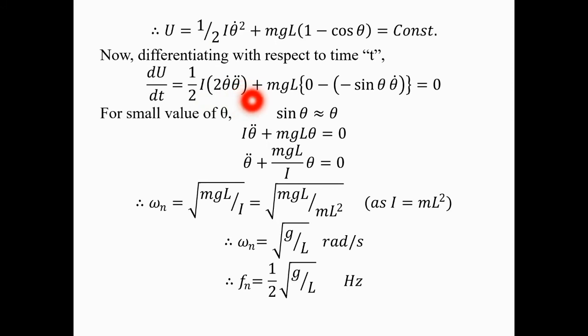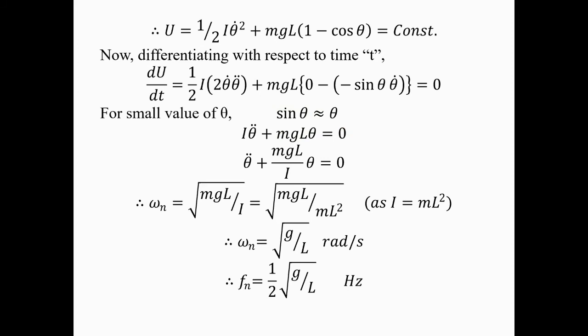plus mgl, that is constant, here the differentiation of 1 is 0, minus now the differentiation of cos theta, that is minus sin theta into the differentiation of theta, that is theta dot. So ultimately the differentiation of cos theta is equal to minus sin theta into theta dot. Okay, now for small values of theta we can consider sin theta approximately equal to theta.